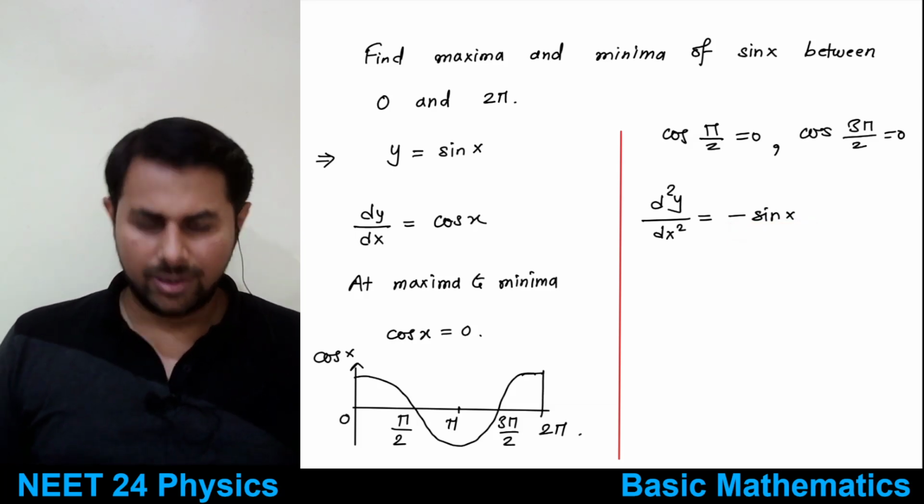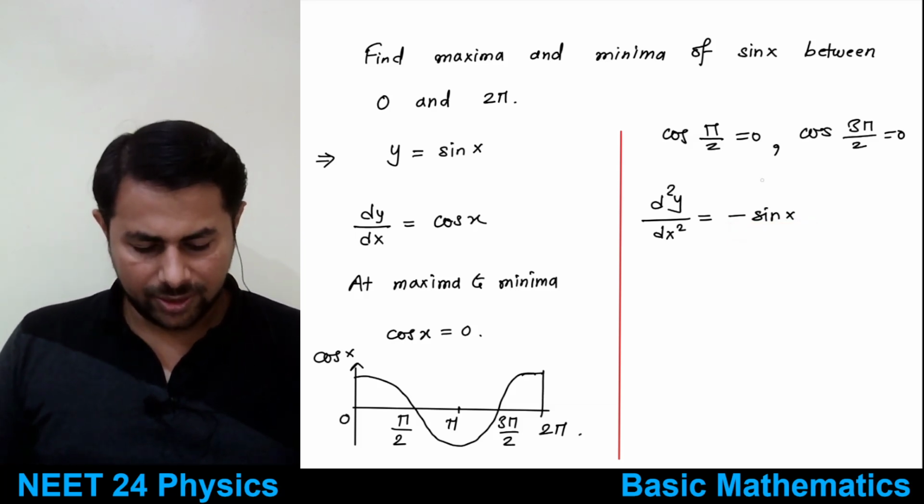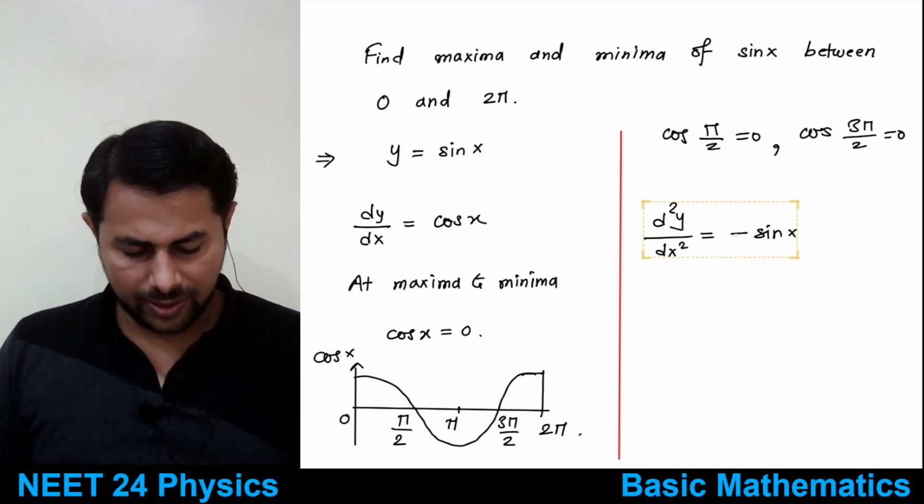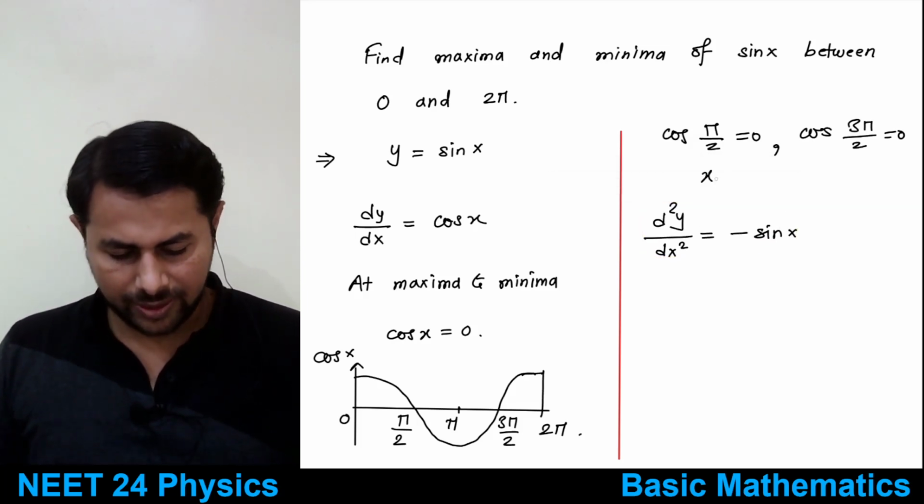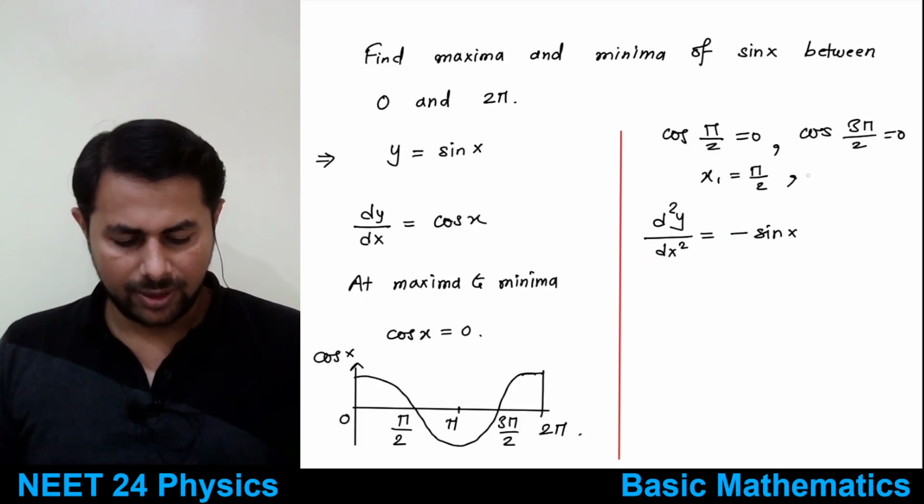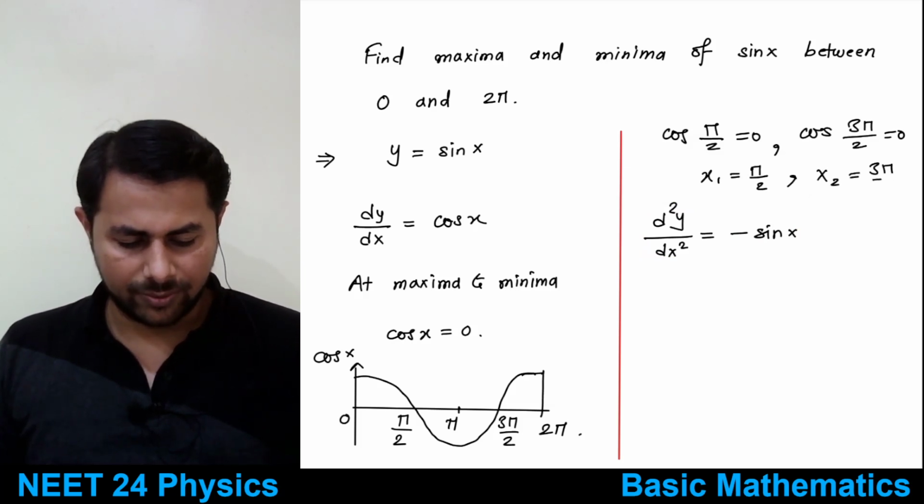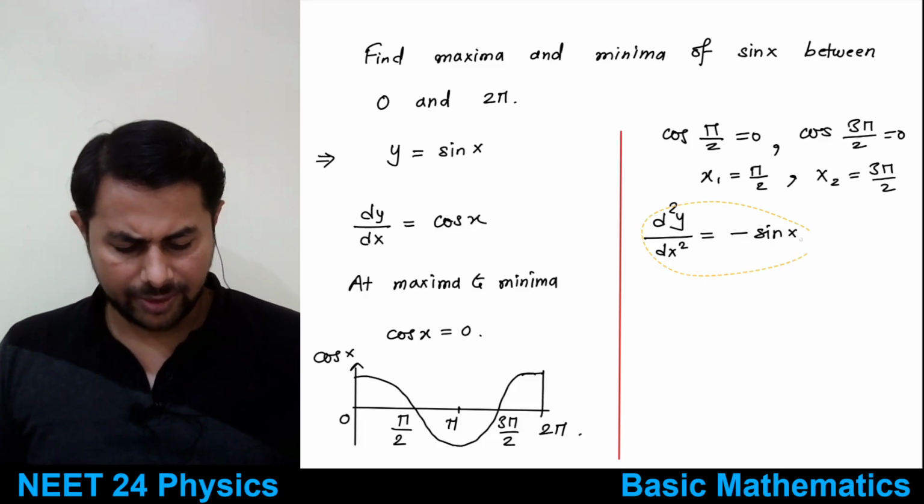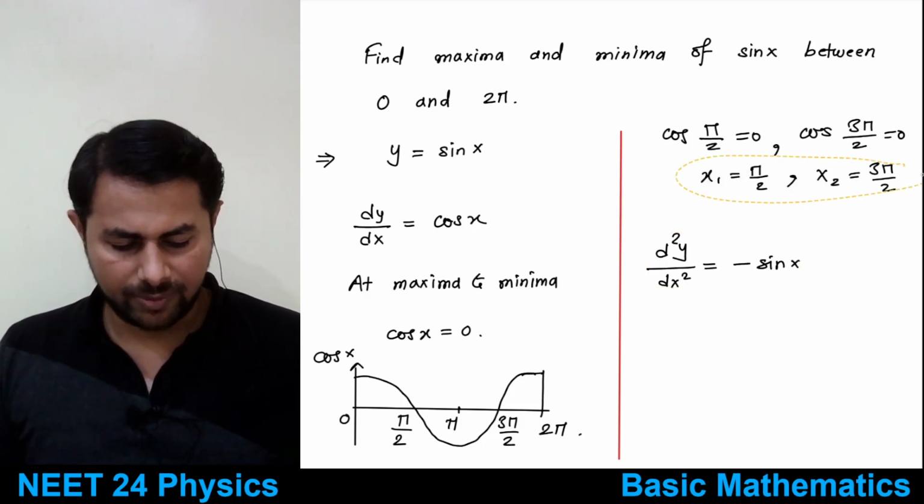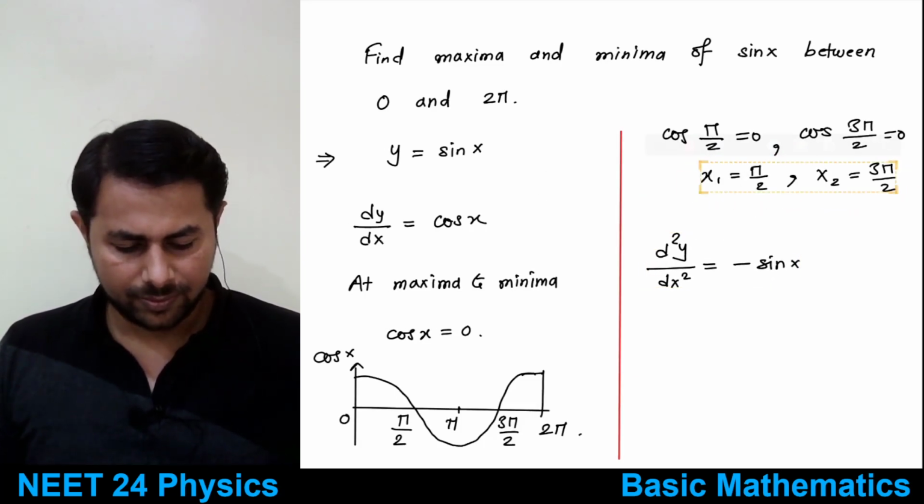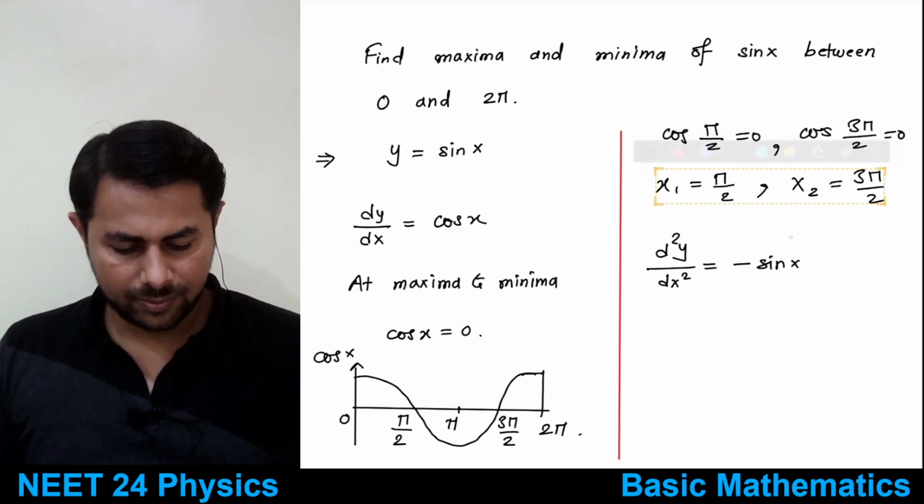Now take these two values. Suppose x1 is equal to pi by 2, x2 is equal to 3 pi by 2, right? x1 is pi by 2, x2 is 3 pi by 2.